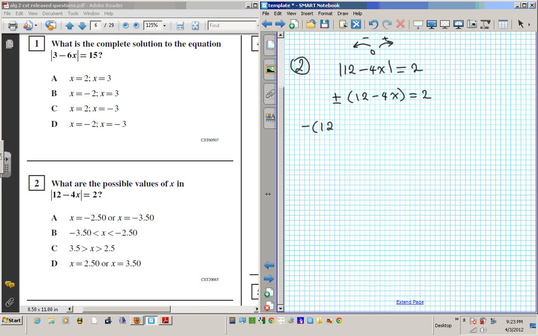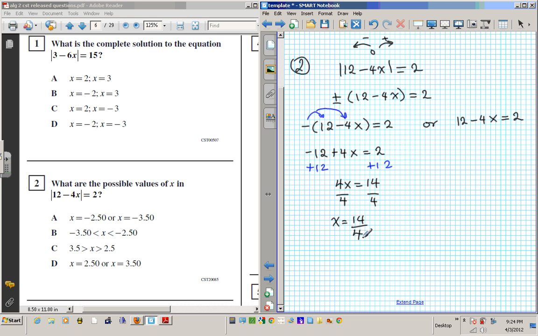Negative part, negative 12 minus 4x equals 2, or the positive part, 12 minus 4x equals 2. Okay? So now on the left side, we're going to distribute the negative to the two numbers, and that gives us negative 12 plus 4x equals 2. To finish this off, we're going to add 12 and divide by 4, okay? So add 12 to both sides. And then you have 4x equals 14. And then you divide both sides by 4. And then you have x equals 14 over 4.